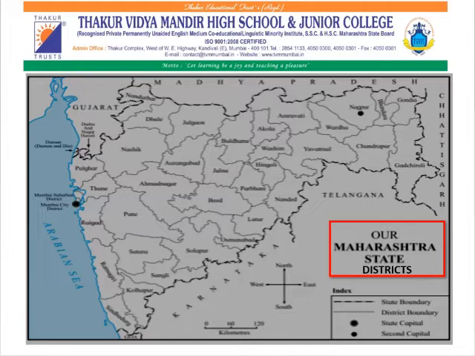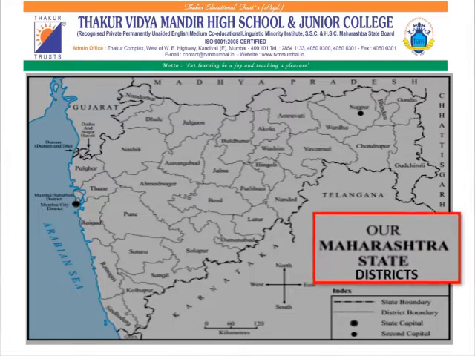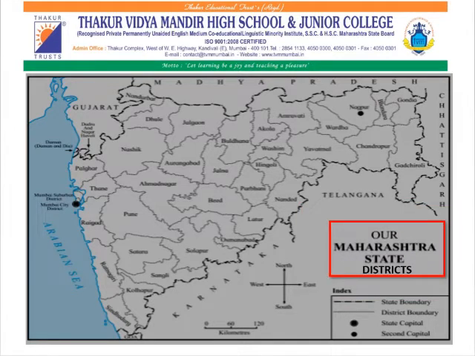Every map has a title and a subtitle. Suppose here our title is our Maharashtra state, and in the map of our Maharashtra state we are going to learn about the districts. So our Maharashtra state is the title and districts is the subtitle. The next is the index. Students, the index consists of various signs and symbols, and because of that we get the locations of the different things given in the map easily on the given map.